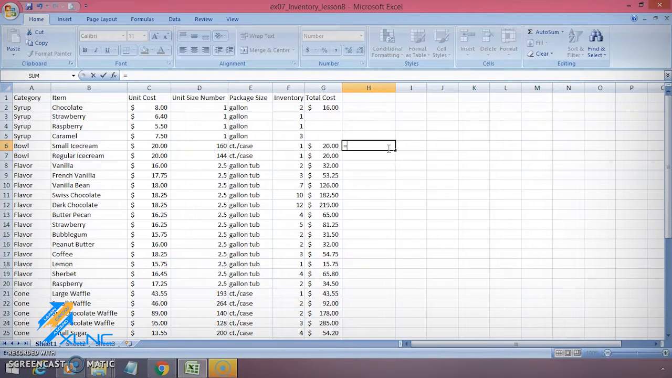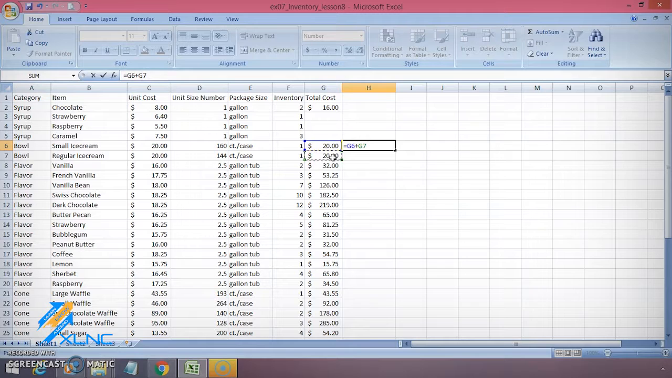We'll insert an equal sign to get started. Now what do we need to calculate this? Since we only have one case each of the small and regular bowls, we'll just need to add the two bowls amount together to calculate how much we spent on bowls. To do this using cell references, we'll select G6 and type an addition sign and then select G7.